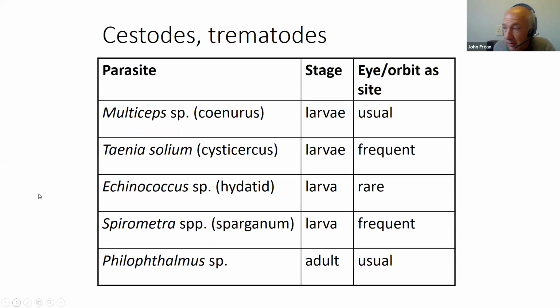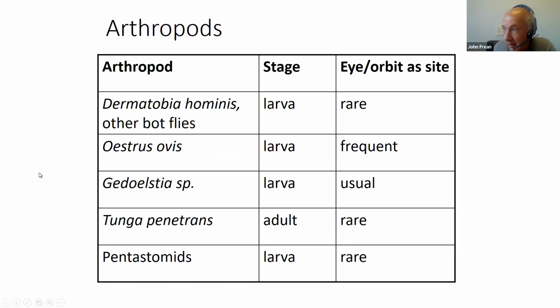I won't read them out. Cestodes and trematodes, the ones that are well known to affect the eye. And then there are the arthropods and more unusual parasites like the pentastomids.